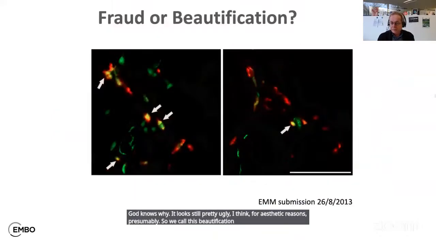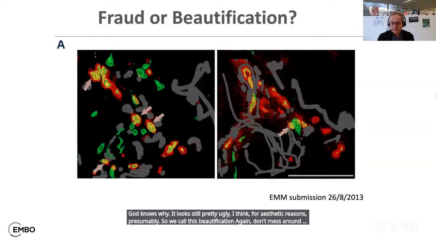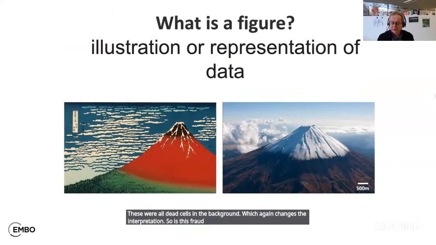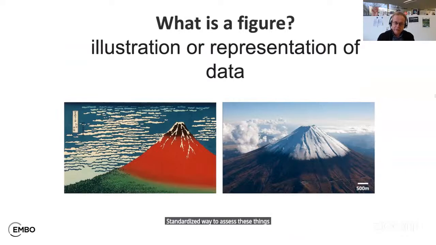Again, don't mess around, because if you do this more dramatically, you get things like this, where people rub out half the signal in a microscopy image. It turns out these were all dead cells in the background, which again changes the interpretation. So is this fraud or is this beautification? We have a standardized way to assess these things now. It's a lot of work, basically.